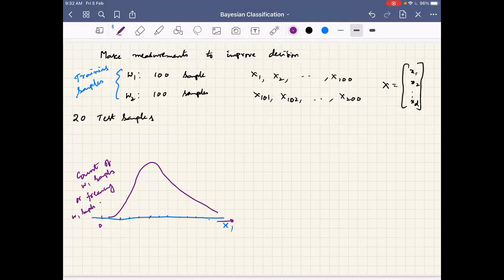Probability of omega given X. Somebody is saying probability of omega given X1. Omega means what? Which omega? Omega 1. Omega 1 given X. Which X again? X1, because we are taking feature 1. In general, I can consider P of omega 1 given X as well.